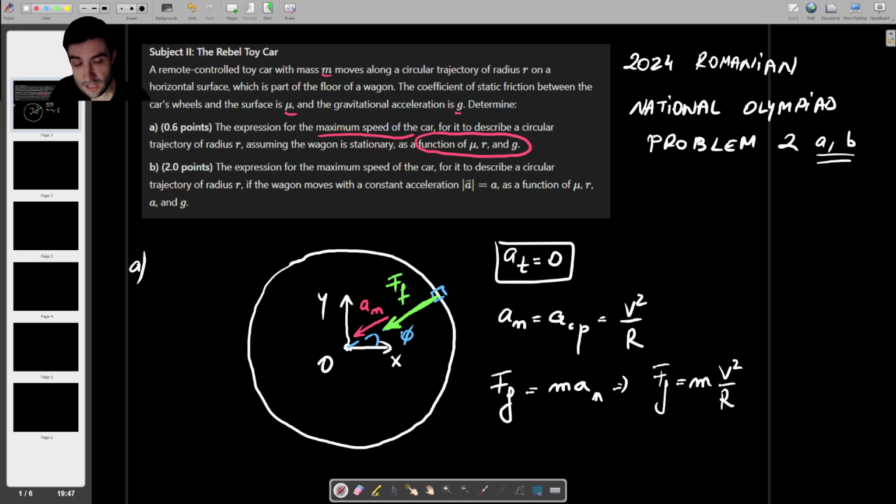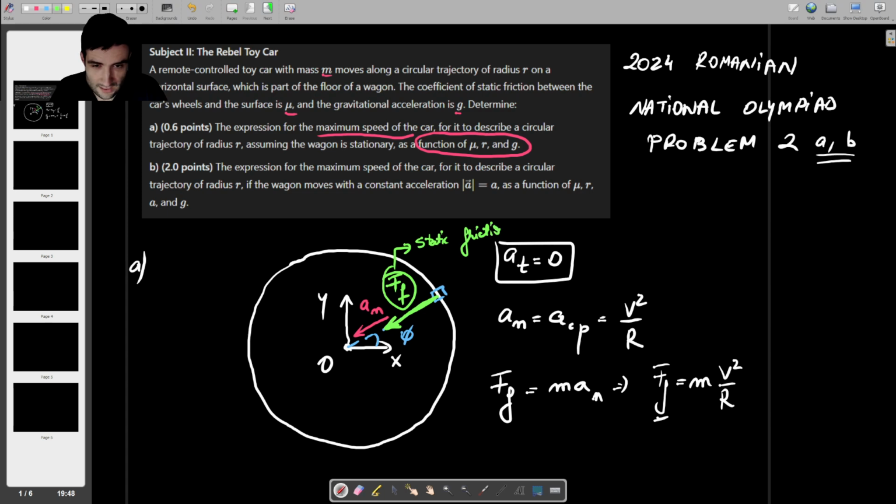Now we're asked to find the maximum speed of the car. So obviously if this car is trying to speed up too much, it won't be able to stay on the circle because it will start slipping. And it will start slipping when the friction becomes kinetic. Because right now, even though the car is moving, this friction that is acting is static friction.